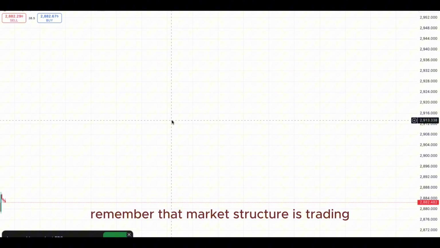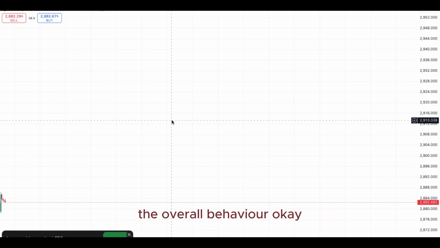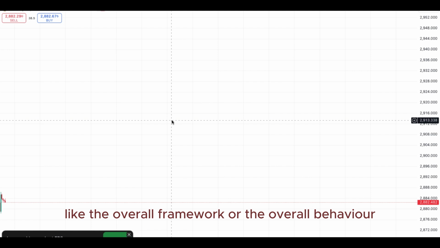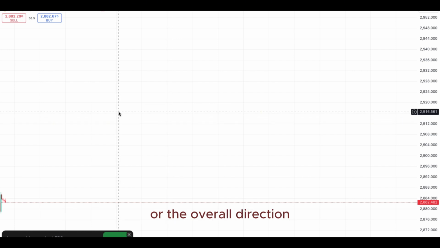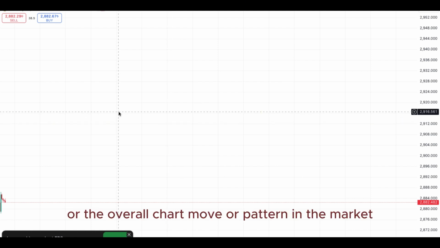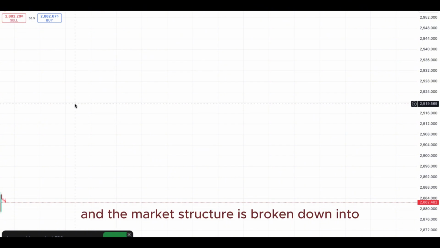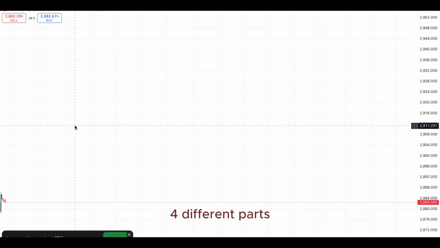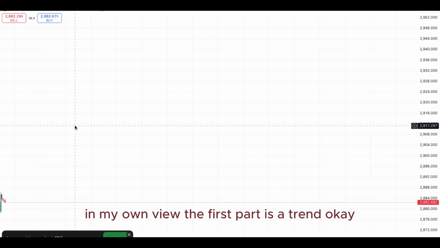Remember that market structure is trading the overall behavior in the market, like the overall framework, or the overall direction, or the overall chart move or pattern in the market. And the market structure is broken down into 4 different parts. In my own view, the first part is a trend.